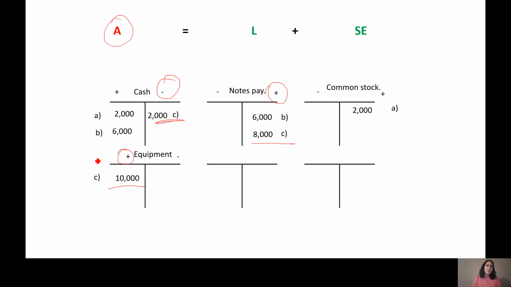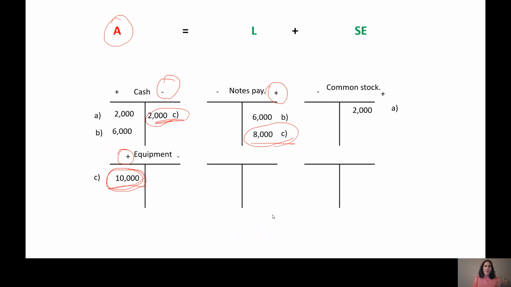Have you seen that the moment you put a number on one side, 10,000, you have to put the same amount on the other side. Here you have 2,000 on the right-hand side, plus 8,000 on the right-hand side. So together it's 10,000 on the left-hand side for equipment and 10,000, 2,000 and 8,000, which are recorded on the right-hand side of a T account.